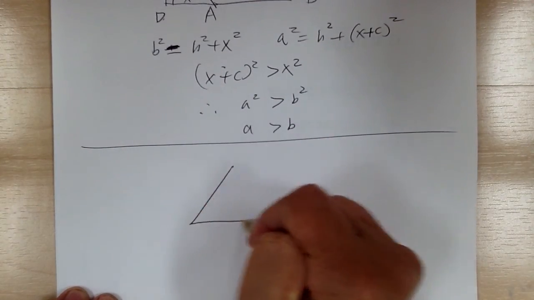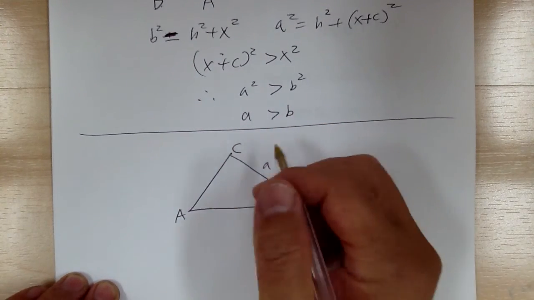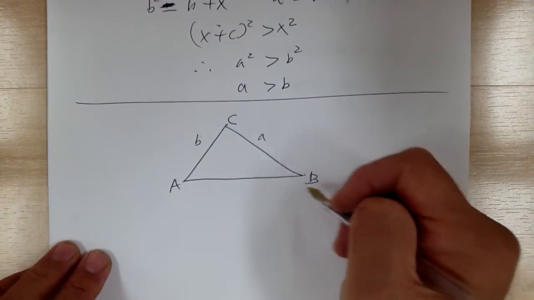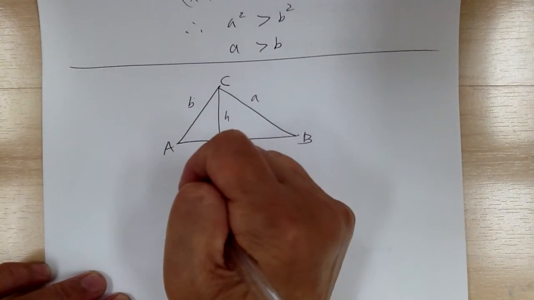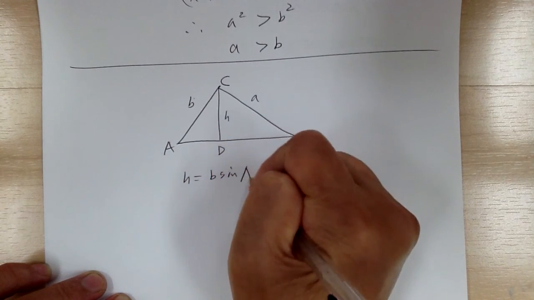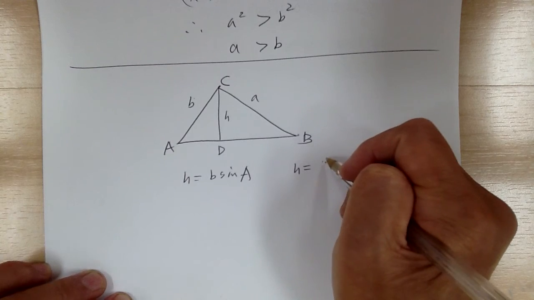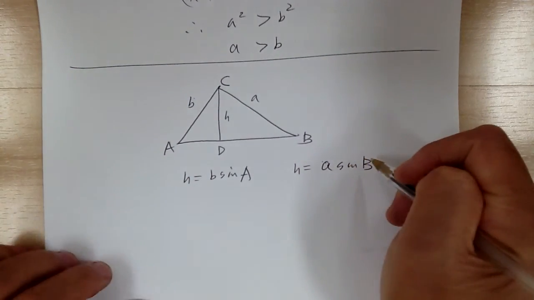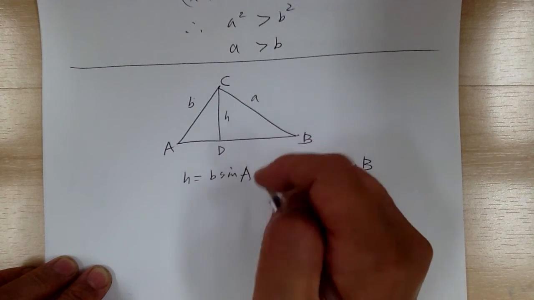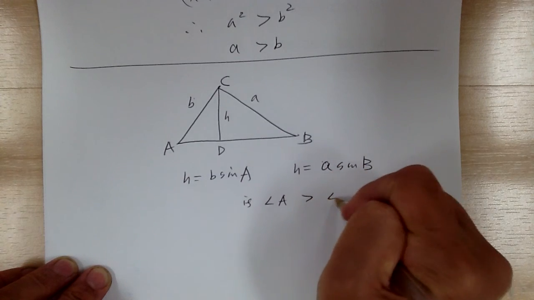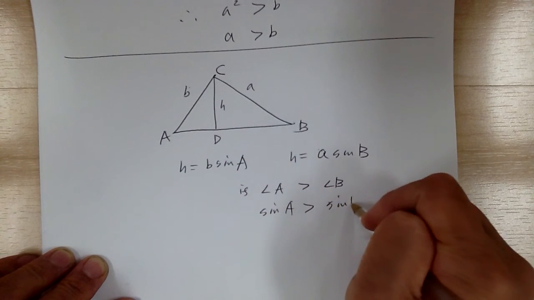Now let's look at the second situation, if A is an acute angle. If it's an acute angle, again, you just drop the altitude and call it h. And then figure out the h. So h equals b sine of angle A from this triangle. From this triangle, h equals a sine of B. And again, now they are inverse, right? So if angle A is greater than angle B, if A is bigger, then sine A would be bigger than sine B.